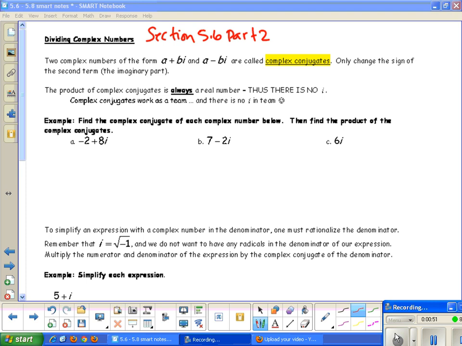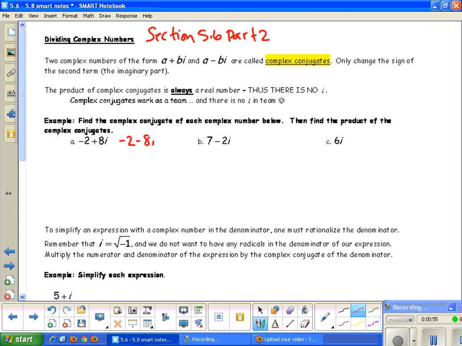So we have 2 plus 8i. The conjugate of that would be 2 minus 8i. Notice I only changed the sign of the second term. This is not like the additive inverse. The additive inverse of this would be negative 2 minus 8i, but that's not what we're finding. And if you want to find the product of something, you multiply to get the product.